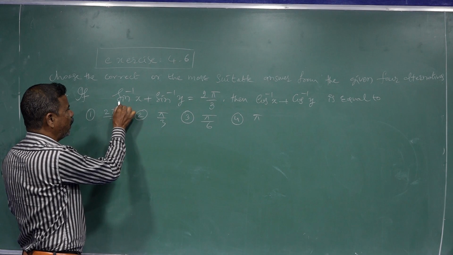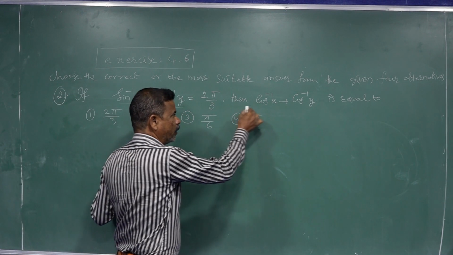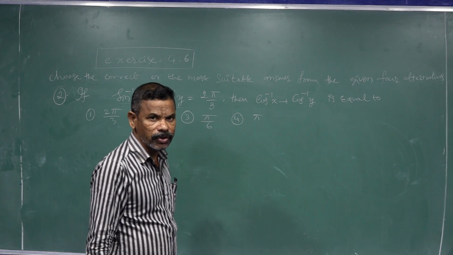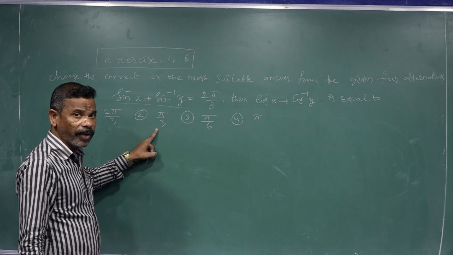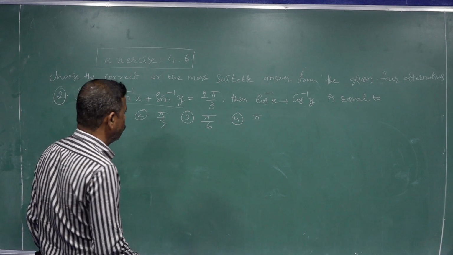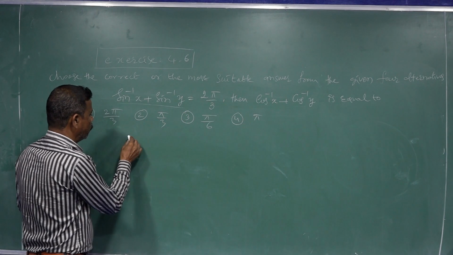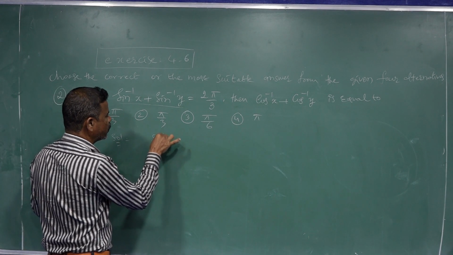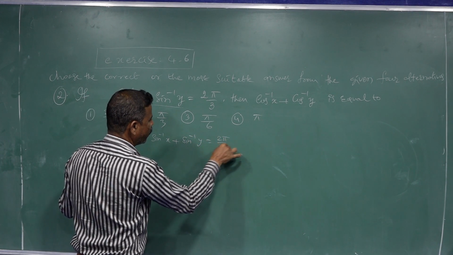If sin inverse x plus sin inverse y is equal to 2 5 by 3 given, then they are asking cos inverse x plus cos inverse y, how much? It is equal to: first option 2 5 by 3, second 5 by 3, third 5 by 6, fourth 5. Which is the suitable answer? Now from this we find this. Given: sin inverse x plus sin inverse y is equal to 2 5 by 3.